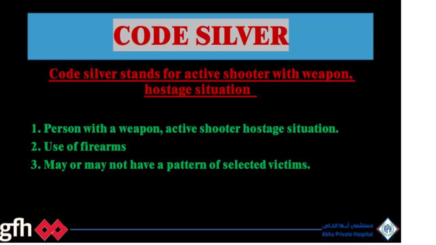Next code is code silver. Code silver stands for active shooter with weapon, hostage situation. A code silver in a hospital typically indicates a situation involving a weapon or an active shooter. This code prompts an immediate and coordinated response to ensure the safety of patients, staff, and visitors while neutralizing the threat. It can be: 1. Person with a weapon, active shooter, hostage situation. 2. Use of firearms. 3. May or may not have a pattern of selected victims.